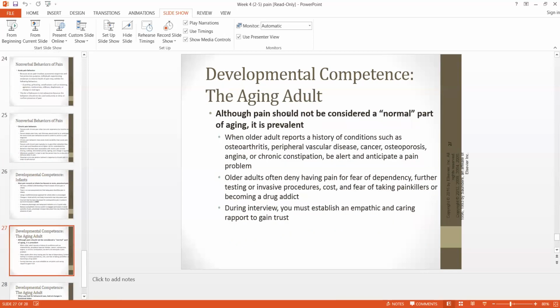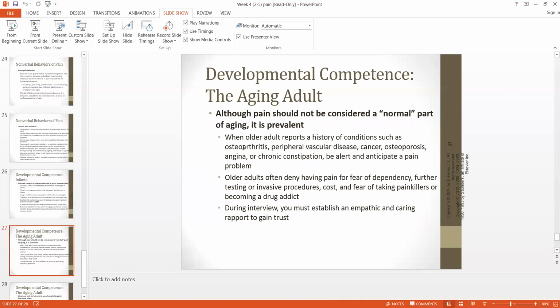So the aging adult, pain is never a normal part of aging. It's simply prevalent. Most adults are going to have arthritis. Most adults may have some kind of chronic condition from years before, but it's not normal. So we're going to want to treat, help them, give them some pain relief. It's not nice to live with pain for the rest of your life.